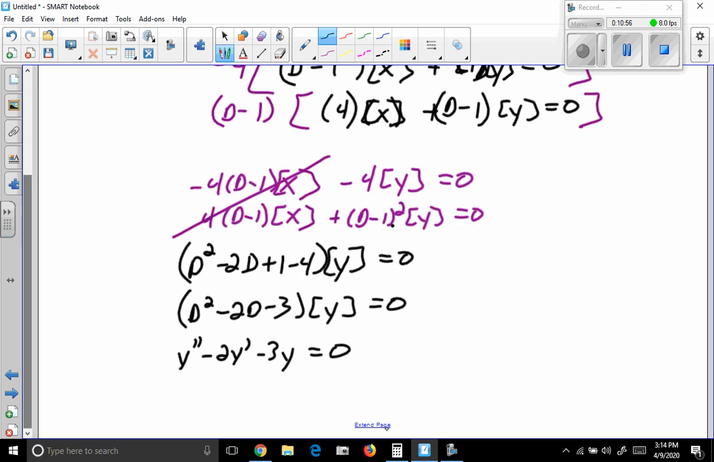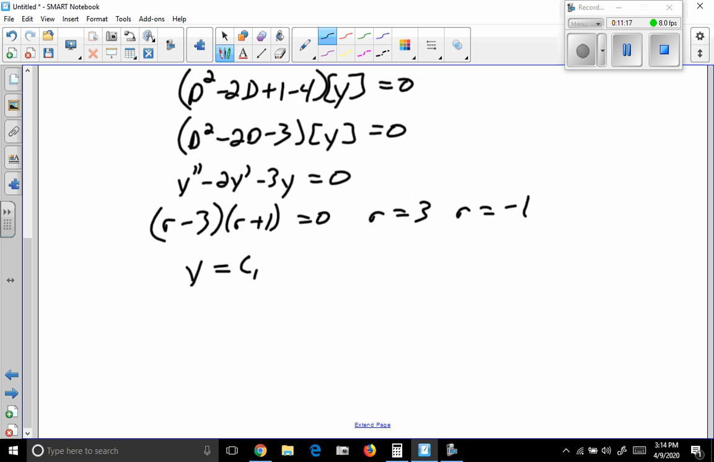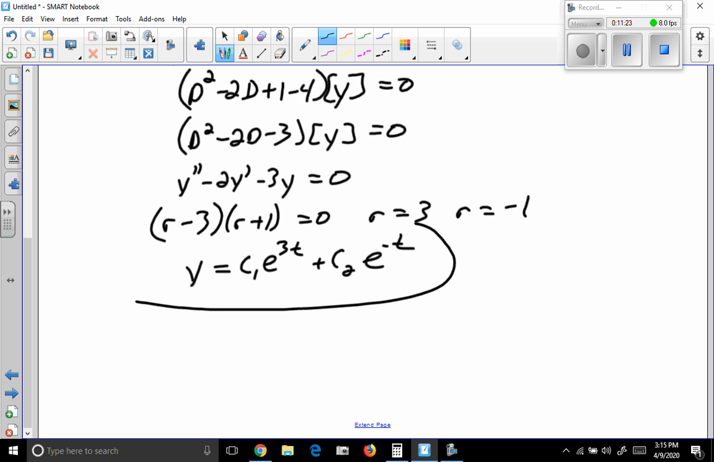And that's just a homogeneous second order differential equation with constant coefficients. So if we write our characteristic equation, we would end up with r minus 3 times r plus 1 equals 0. So r is 3, r is negative 1. So y would be c1 e to the 3t plus c2 e to the minus t. So that would give us y.